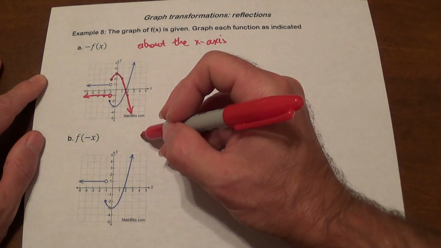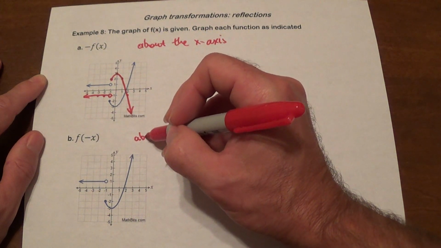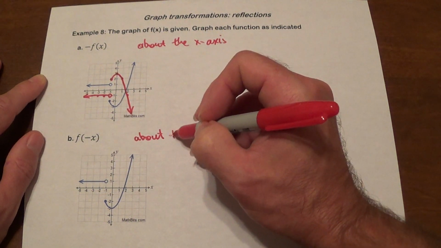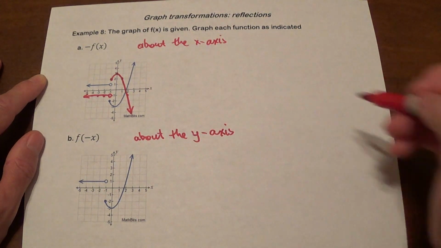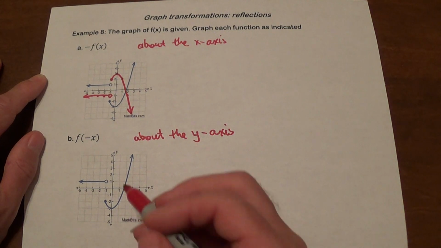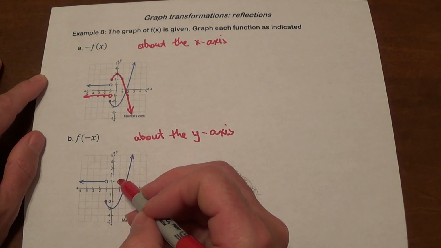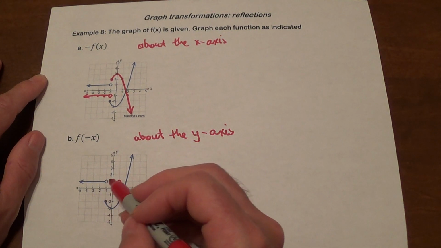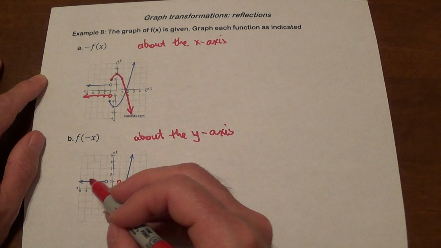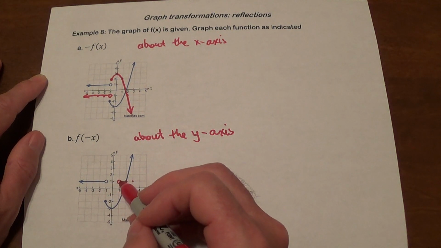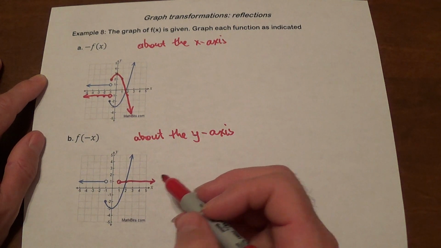And this one here is f of negative x, so the negative is inside the function. This is going to be a reflection about the y-axis. Let's see, so this open circle here is going to flip over here. This point here is going to go there. This point here is going to go there. So pretty much the whole thing flips over. And you are going to see that part like that.